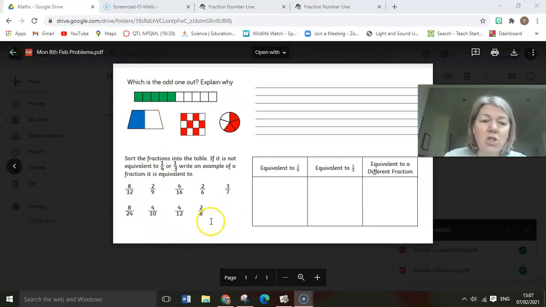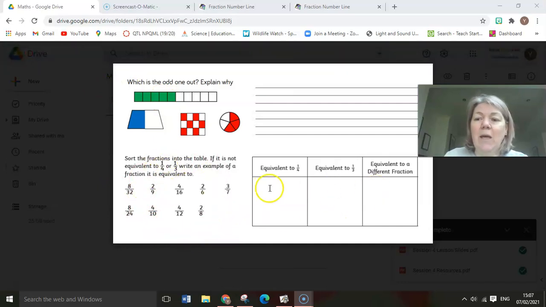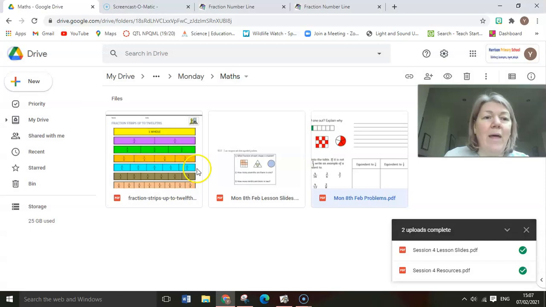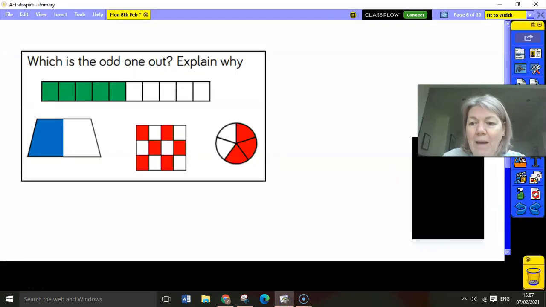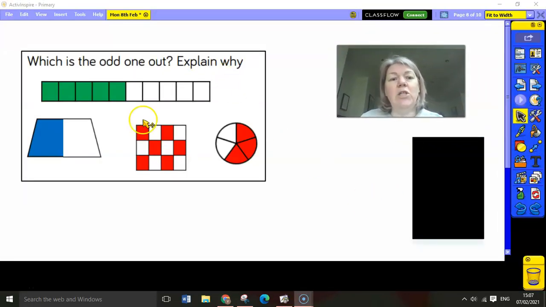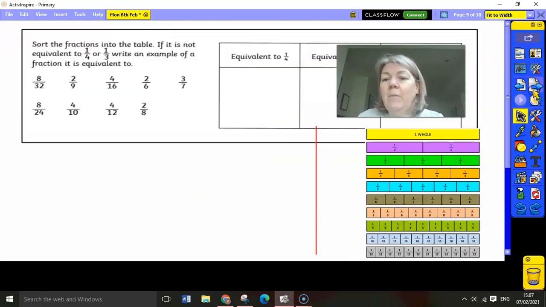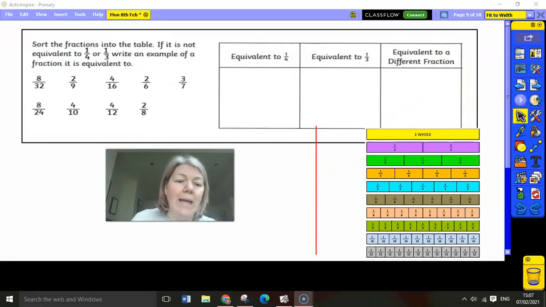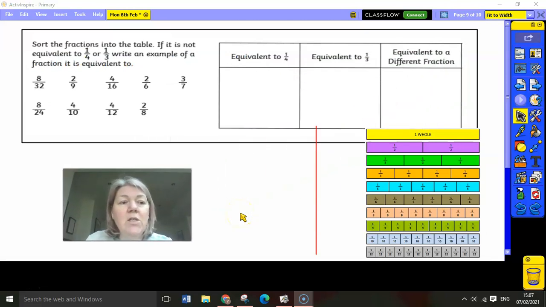And then we've got to sort the fraction activity. And we're going to have a little bit of a talk about that one. Now we're going to pop back over to the slides and we'll have a little chat. I think you're going to find this one not too difficult. You're really good at odd ones out, but this one needs a little bit more explaining for you. So you have got to sort the fractions into the table. So you're looking for equivalent fractions to 1/4.